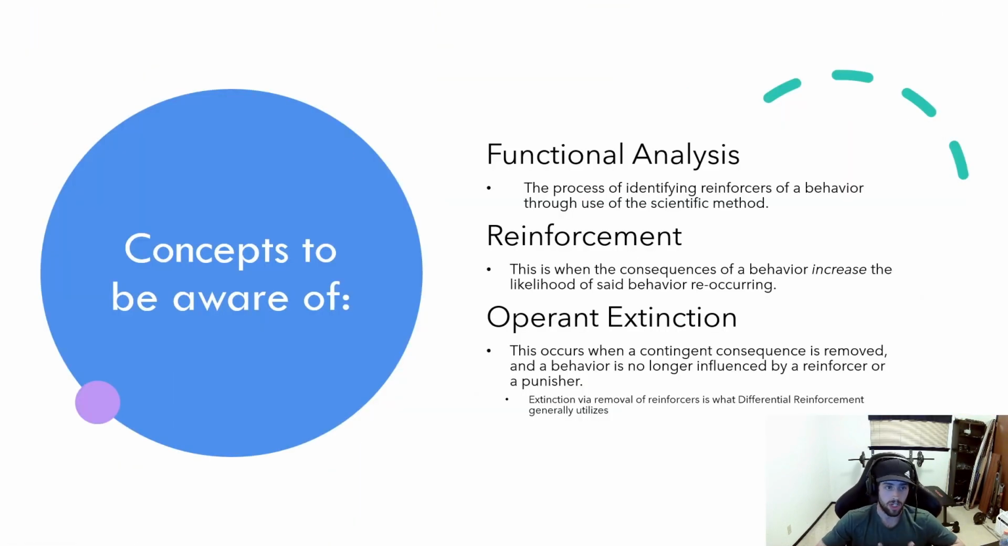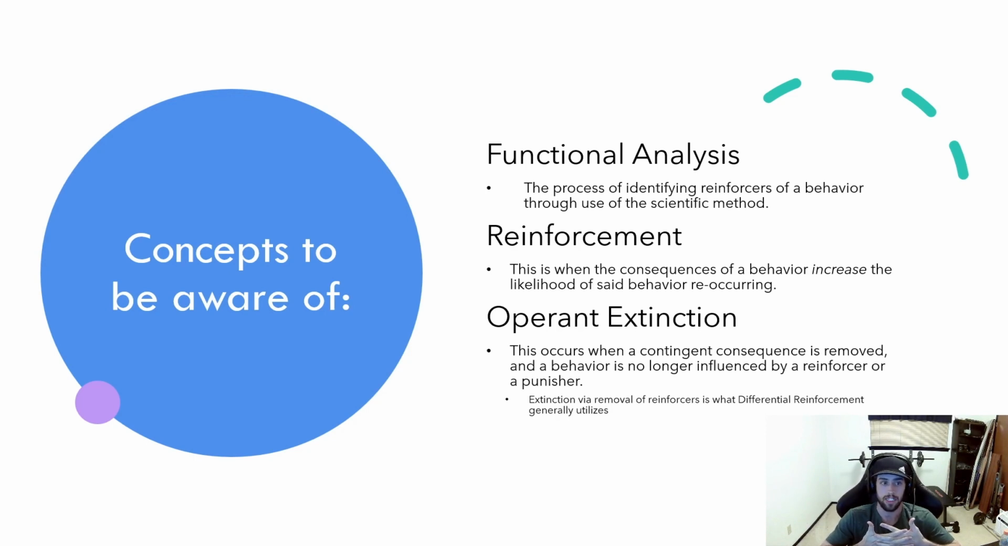So in order to understand differential reinforcement, we first are going to need to understand these three concepts. The first one being a functional analysis, and that's the process of identifying reinforcers of a behavior through the scientific method. So if Timmy is rolling around on the floor, we're going to go over a bunch of different possible reinforcers and then present them to Timmy and basically see which one is increasing the likelihood of him rolling around on the floor.